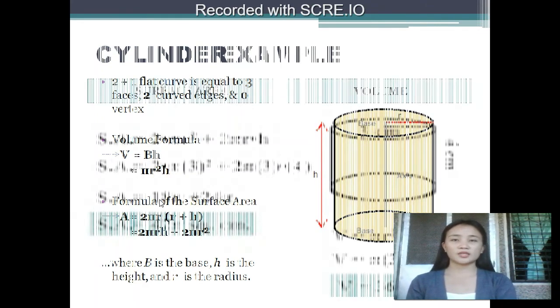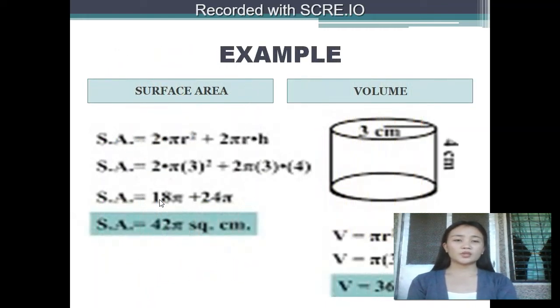Let's have an example. To give an example, the cylinder measures 3 centimeters in radius and the height is 4 centimeters. So volume is equal to pi r squared times height. Then we have volume is equal to pi times the quantity of 3 squared times 4. Then we have the total of 36 pi. So our volume is 36 pi.